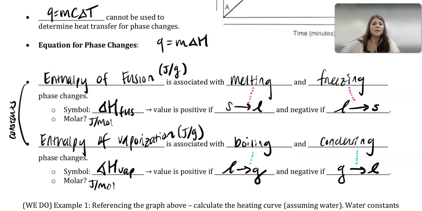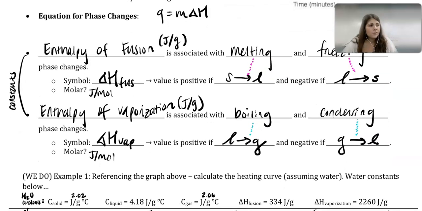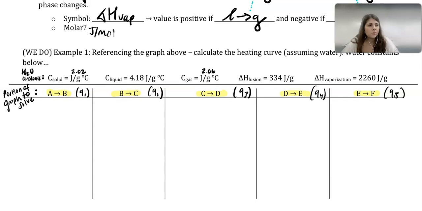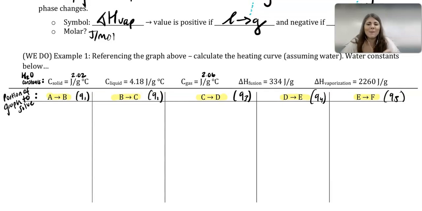So you sometimes might not have a delta H of vaporization for a lot of our ionic compounds, okay? So what's going to happen is, I want us to look at this example right here, but it can be a little confusing, so make sure you're paying attention. We're going to reference the graph from the beginning of our notes, and we're going to calculate that heating curve. All right, so I'm going to give us a scenario, and we're going to calculate it.